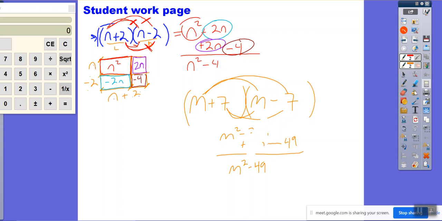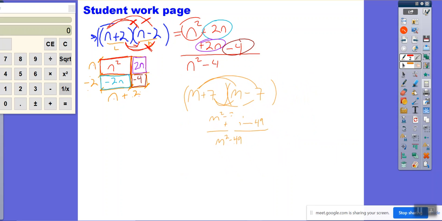So these two expressions are equivalent. Let's work the opposite way.